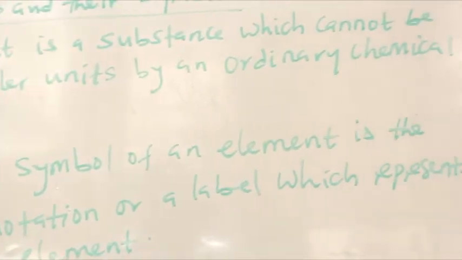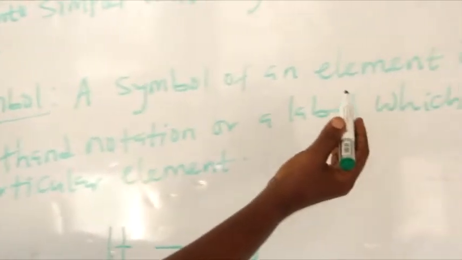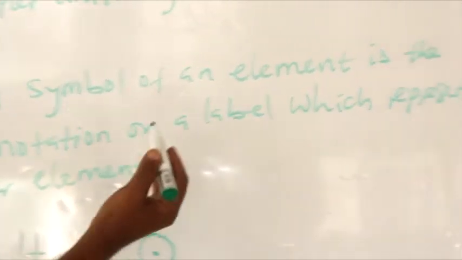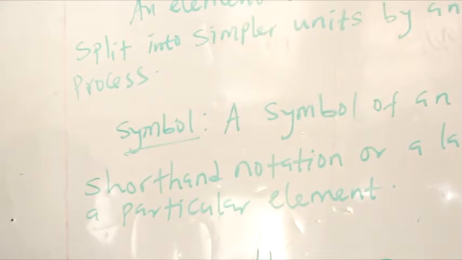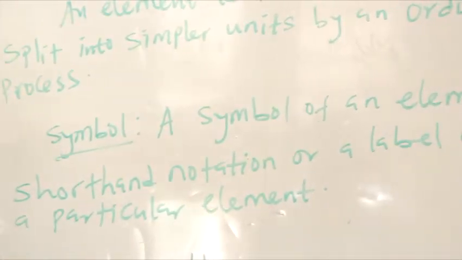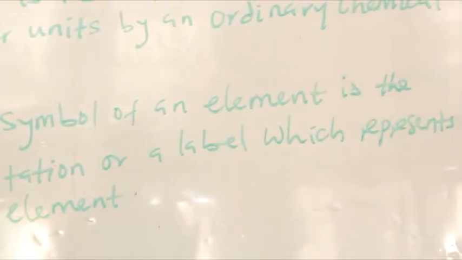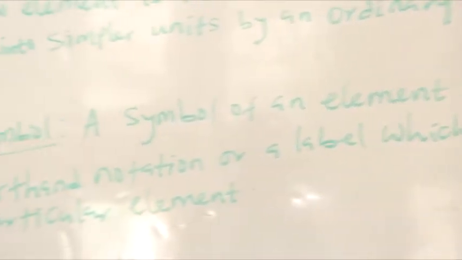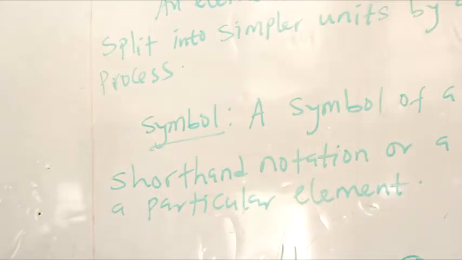Now, let us consider symbol. The symbol of an element is the shorthand notation or a label which represents a particular element. It was difficult for scientists to work in the laboratory and write a chemical equation with the names of these elements. It was too cumbersome to do so. So scientists decided to give notation to each element.